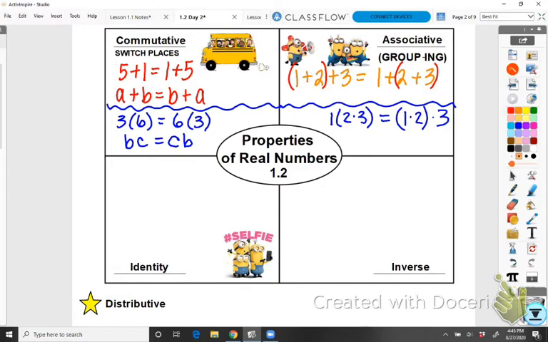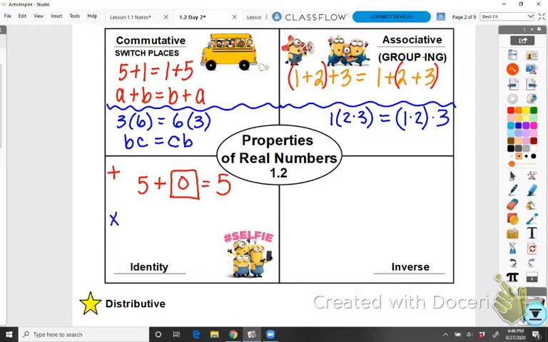Identity, think of taking a selfie. If you take a selfie with a camera, you're going to get yourself back. So what is the additive identity? Let's think about this. 5 plus some number is going to give me 5 back. So if you add 0 to anything, you get itself back. So 0 is the additive identity.